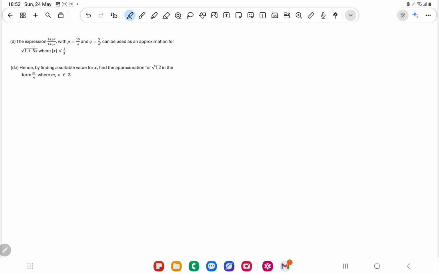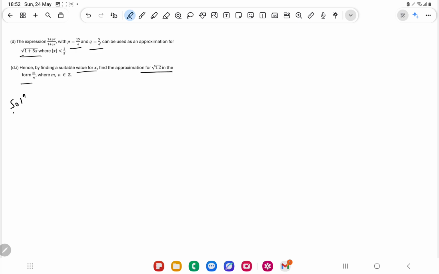Now in this, the expression with p as 15 by 4 and q as 5 by 4 can be used as an approximation for this. This was the first question. Now what we have to do: by finding a suitable value of x, find the approximation of under root 1.2 in the form m upon n.